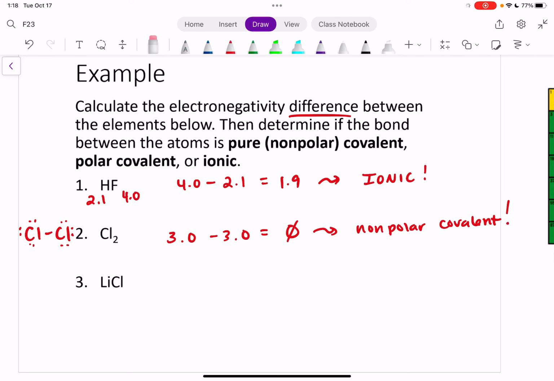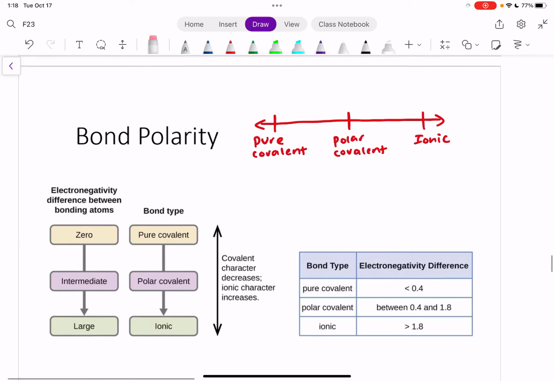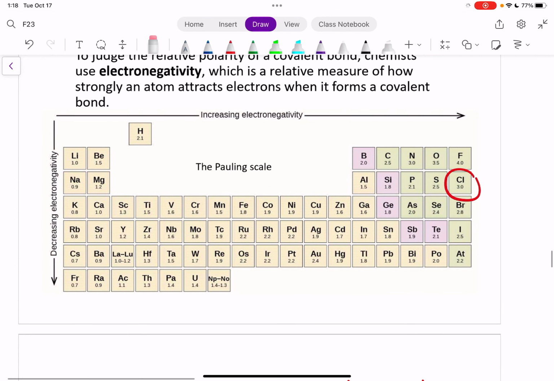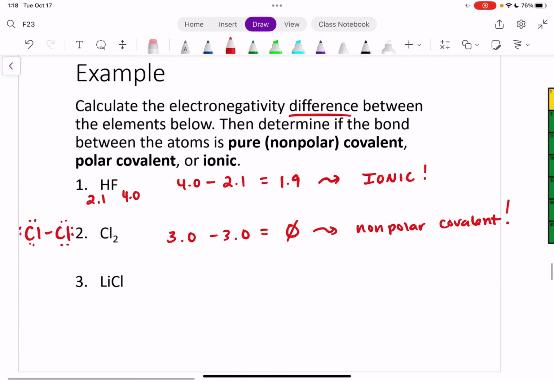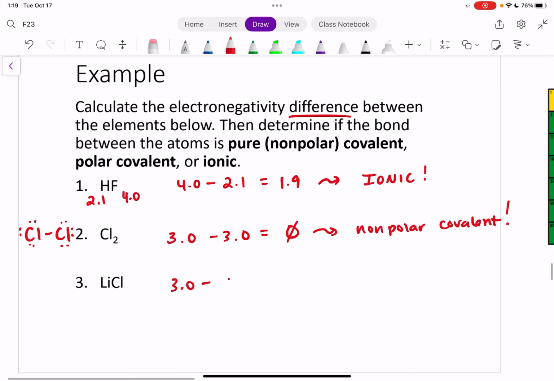All right, now lithium and chlorine. Let's check. Lithium is 1.0, and chlorine has an electronegativity value of 3.0. So that's going to give us 3.0 minus 1.0, which gives us 2, which again, I'm noticing, that's higher than even 1.9. So that one's going to give us an ionic compound.